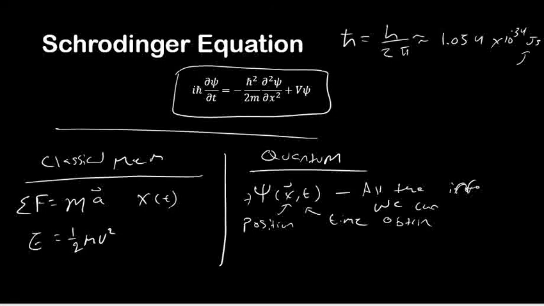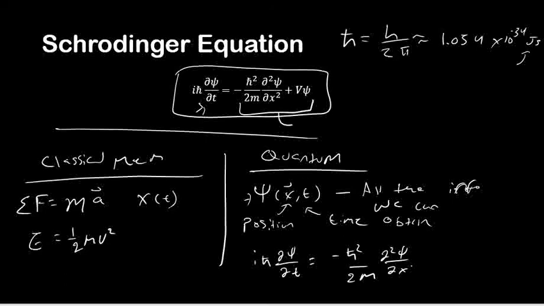Okay. And so the next thing we see is that we take the partial derivative of psi with respect to t. So i, the imaginary number, h bar, partial derivative of psi with respect to t is equal to, if you've taken classical mechanics and some of the advanced portions of classical mechanics, you'll see that this is the Hamiltonian. So minus h bar squared divided by 2m times the second partial derivative of psi with respect to x, plus the potential energy function times psi. And we have to solve this partial differential equation to figure out psi.